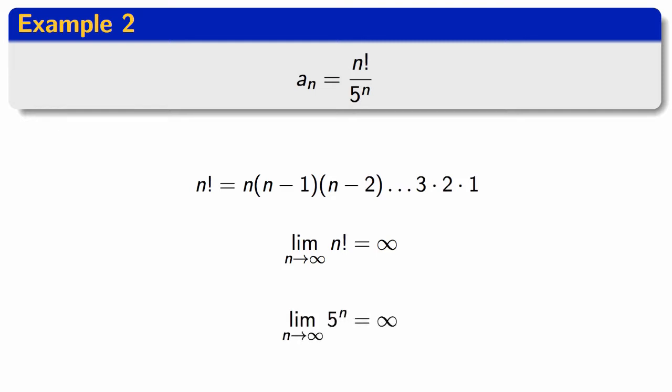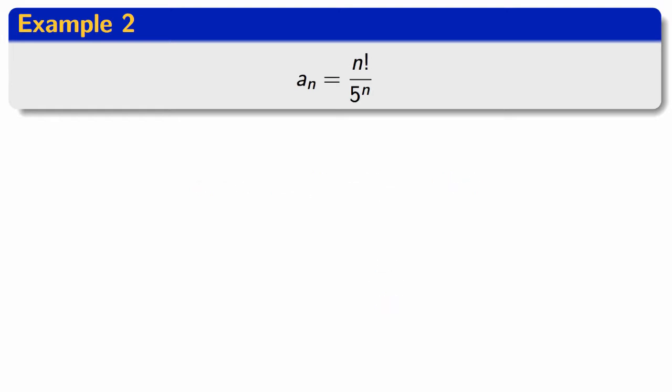Similarly, 5 to the n also goes to infinity. This is a geometric sequence where r equals 5. So again, we have an indeterminate form, this time infinity over infinity. Unfortunately, we can't apply L'Hopital's rule like we did in the last example. This is because n factorial is defined only for integers, and therefore we can't take its derivative. So we need to find another way to do this.